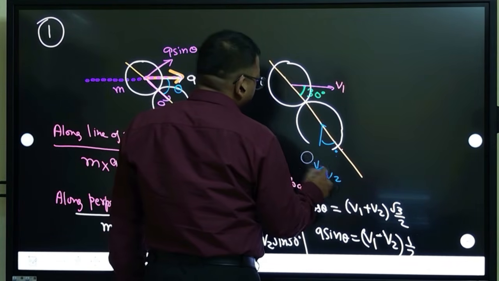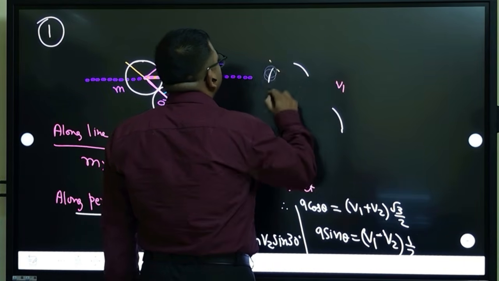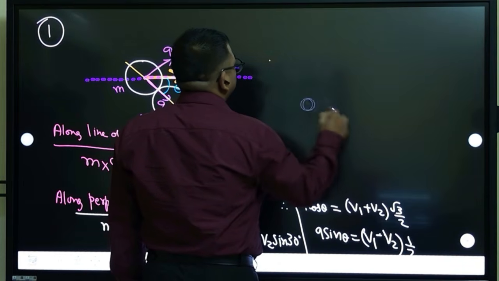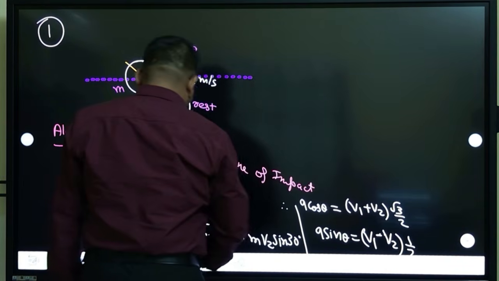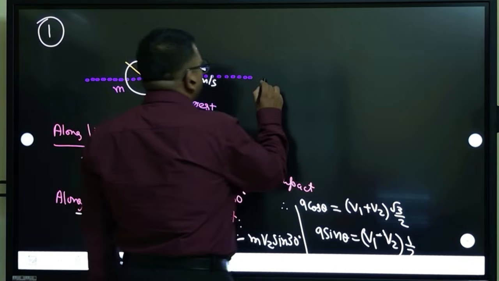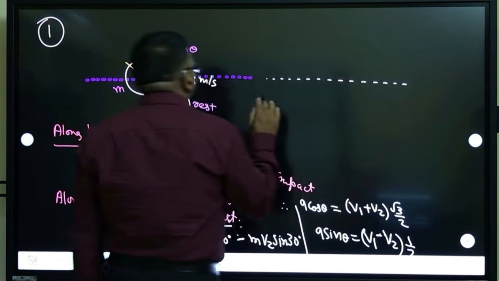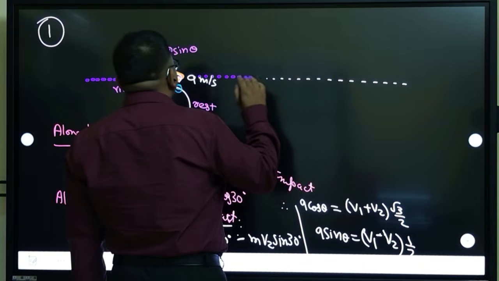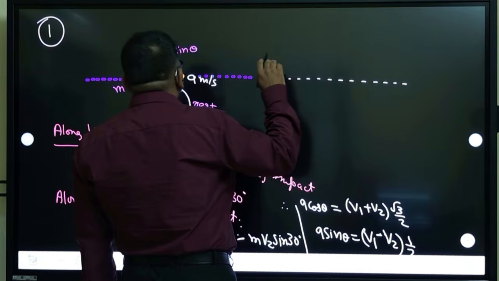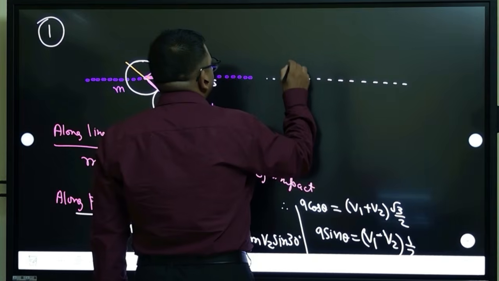Not the line of impact. We made a mistake here. So here we need to redraw this diagram. So this is the original line of motion. Now from this line of motion, one body goes 30 degree this side, another body goes 30 degree this side. Right? That is what you can consider.